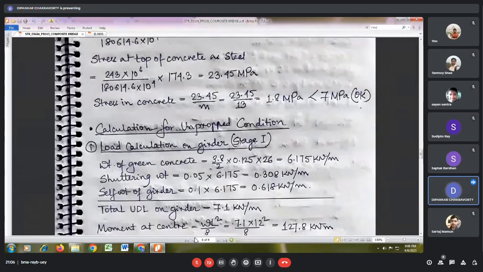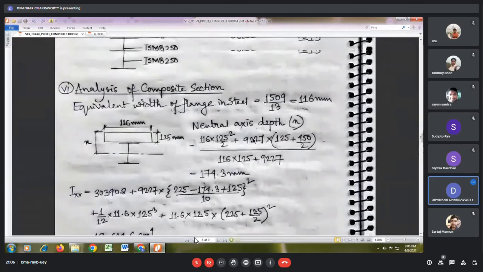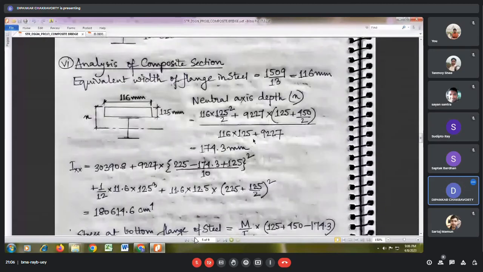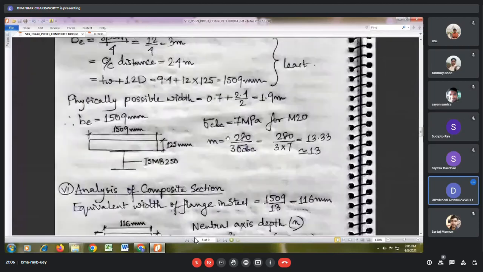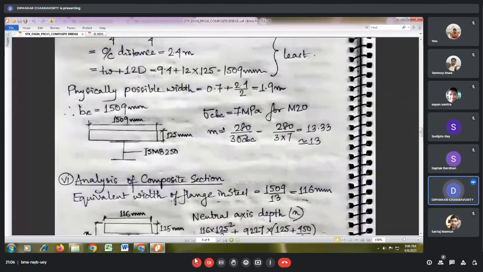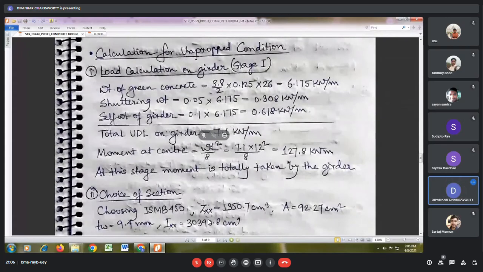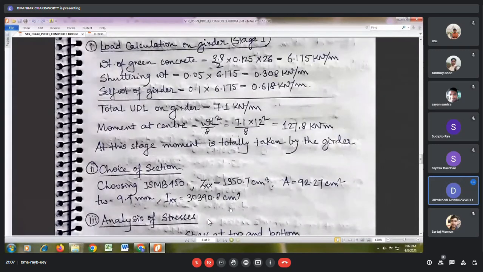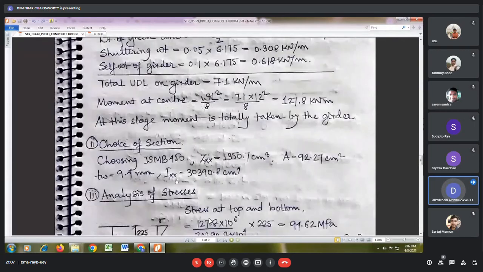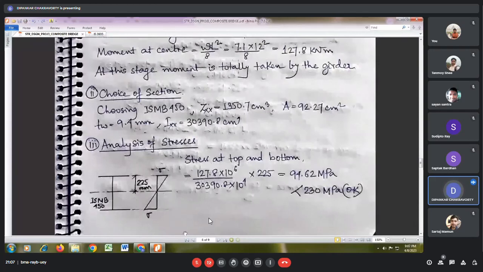সো আগের বার গার্ডারটা কত নিয়েছিলাম গো আমরা? আইসিএমবি কত নিয়েছিলাম? ও 450 নিয়েছিলাম. আচ্ছা, এনিওয়ে, so here the entire load is taken by the girder. I have taken ISMB 450 again. So now if you go for analysis of stresses, this is the first stretch of stress. No composite action. Just my by I. এই যে 230 এটা ভুল আছে, এটা 165 হবে.